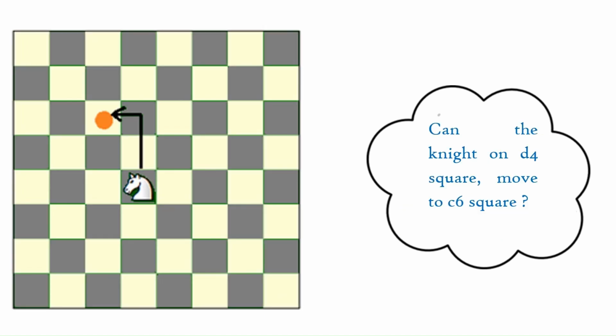Now a question for you. Can the D4 square knight move to C6 square? The answer is yes, it can move to C6 square.